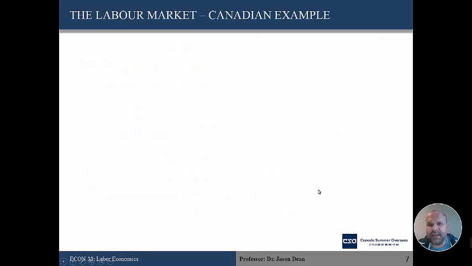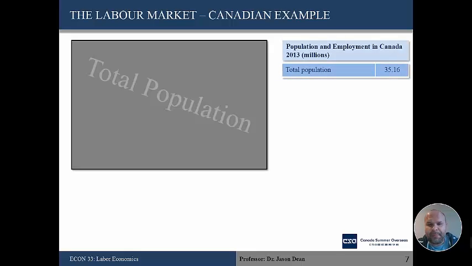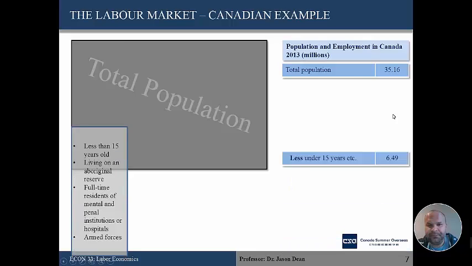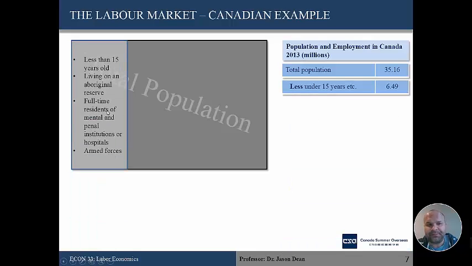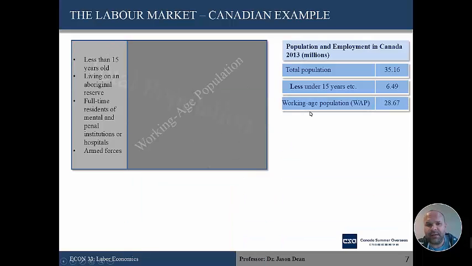Okay, so let's look at an example for Canada. I believe we looked at this before, but it's good to reinforce it. In 2013, the total population, represented by this large box here, was 35.16 million. Now, if we remove people who aren't legally allowed to work, the majority of which are children, we are left with the working age population. And the working age population is about 28.67 million in Canada in 2013.